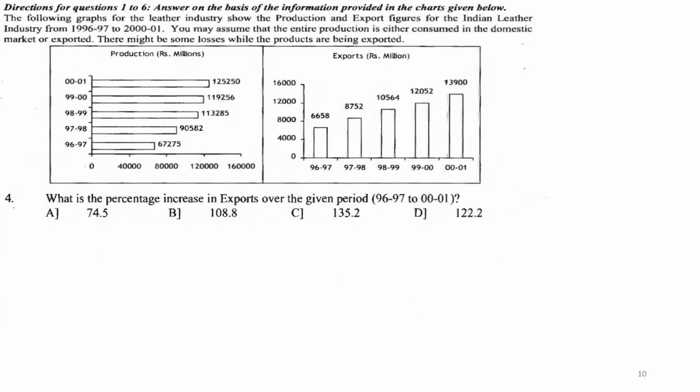Question number 4. A very easy question. You have to calculate the percentage increase in exports over the given period. अब ये हमने पहले भी डिस्कस किया हुआ है. When you say over the given period, then which values do you consider for your answer, for your percentage? Final and initial. So first and last. First and last, yes, first and last. So this is your initial value. This is your final value.